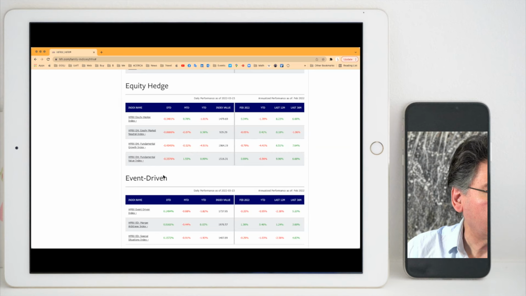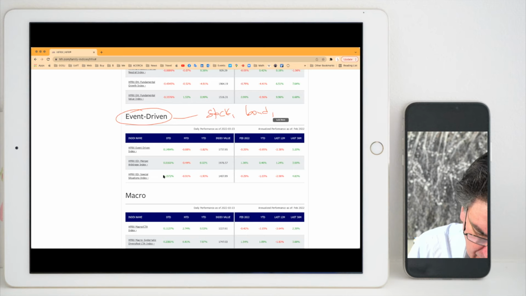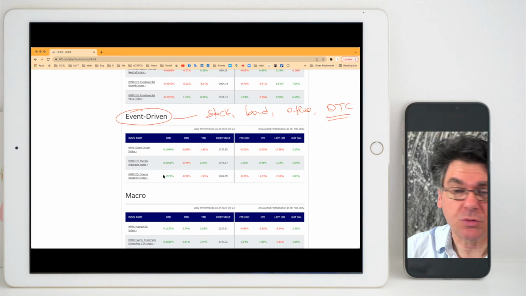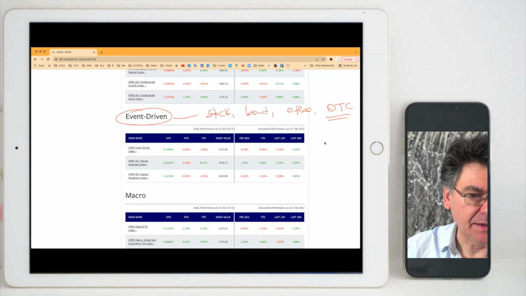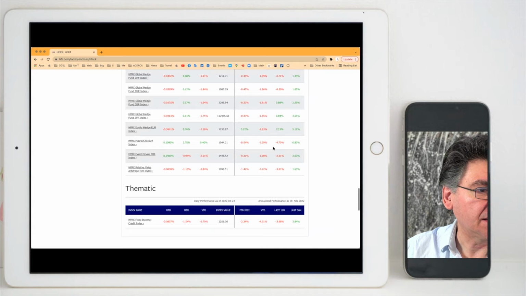Another one that we have here is event-driven. We will see them today. Sometimes they trade on stocks, sometimes they trade on bonds, others, and they would have OTCs also. We will see them today, maybe today or maybe next week, but we're gonna see those. These are the strategies that we're going to see in this course. I have others, I have the macro, which we will also see, relative value, we will also see, and many others.